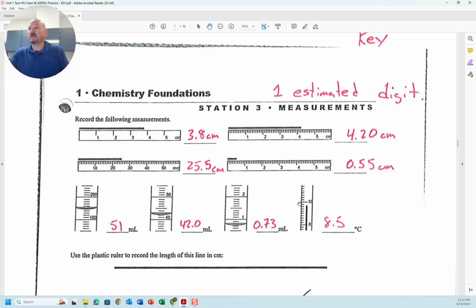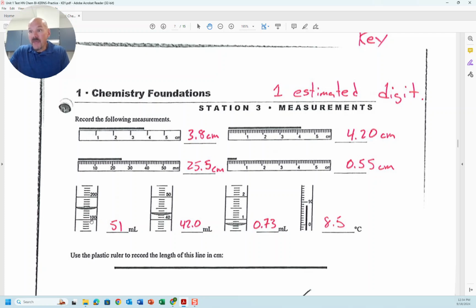You don't estimate, okay? Right, but the reason why I'm allowed 8.5 is because each tick mark represents the ones place. I'm allowed to estimate to the tenths place, okay? Here, each one represents 0.1 milliliters. That's why I'm allowed the hundredths place. Each graduation represents 0.1, so I'm allowed the hundredths place. Here, they represent 1, so I'm allowed the tenths place.